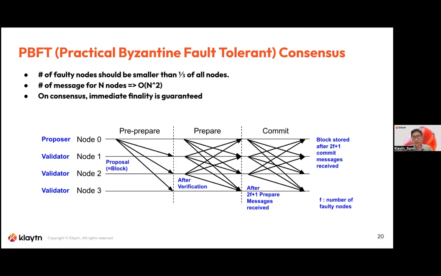But if those validators, any of them, some of them, do not receive enough commit messages, then that block is not verified, and then that block cannot be finalized. So this is the core concept. As you can see, the number of messages is high, so typically the message complexity is order of n square. But the strength and advantage of this consensus algorithm is that immediate finality is guaranteed. So again, if the other nodes receive enough messages, that means we can conclude that the block is correct.